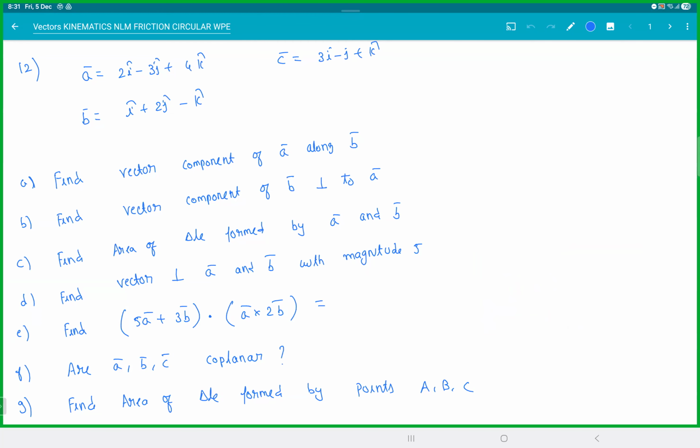There we have three vectors A bar, B bar, C bar. Find vector component of A bar along B bar. Find vector component of B bar perpendicular to A bar. Find area of the triangle formed by A and B. Find a vector perpendicular to A bar and B bar with magnitude 5. Let's get them. I just dumped all together. All the basic questions. The second is a good one.